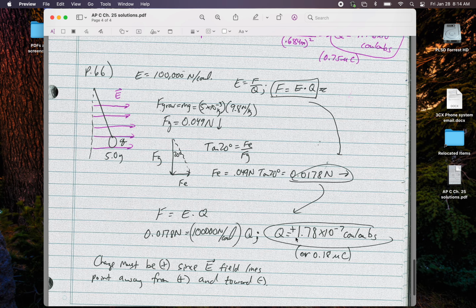And this charge has to be positive because electric field lines point from positive to negative, meaning this area over here would be positive, and this area over here would be more negative, and therefore the charges would experience a force to the right. So I hope those help. I would look over those. I'd definitely make sure you're starting to get more comfortable with electrical problems and electrostatics.